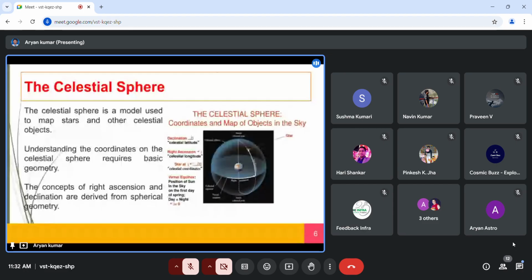But I will say that this is not exactly 24 hours long. The day is about 23 hours 56 minutes, but for the sake of convenience, we declared it 24 hours. Now as you can see in the picture, there are many sections. This thing is also used in mapping objects in the sky.